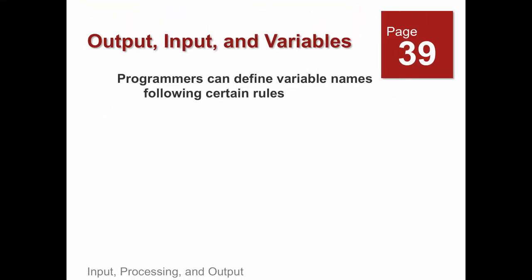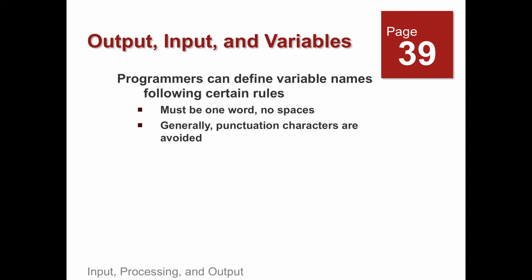How do we make those variables? Well, programmers define the variables by telling the computer what kind they are, like a num, and then they make up a name, because the storage space has to have a name. It's usually one word, no spaces. Generally, the punctuation characters are avoided.